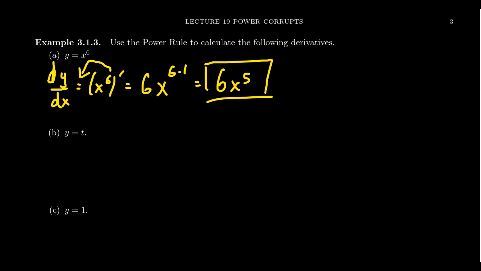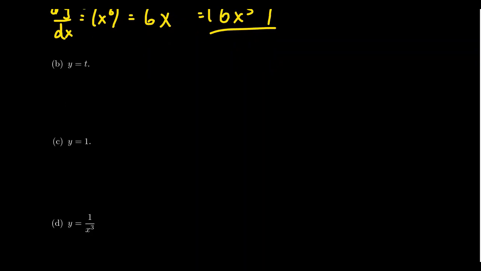6 times x to the 5th is the correct derivative, and be aware the computation we did here is dramatically simpler than the calculations we did previously using the definition of the derivative. It's important that we understand the definition, but there are certain patterns we see occurring over and over again, and we can simplify the calculation by utilizing those patterns we see here.